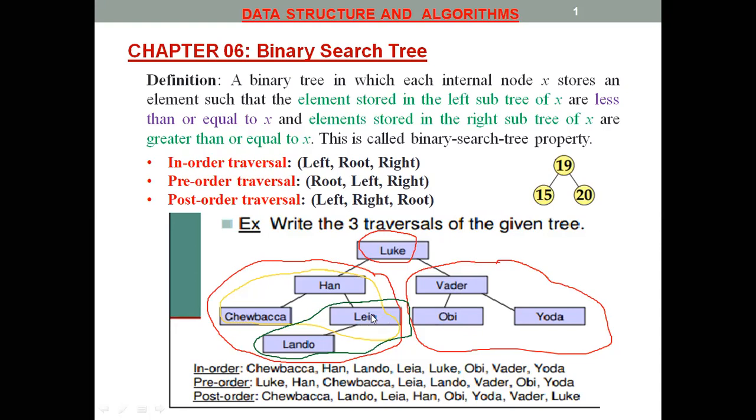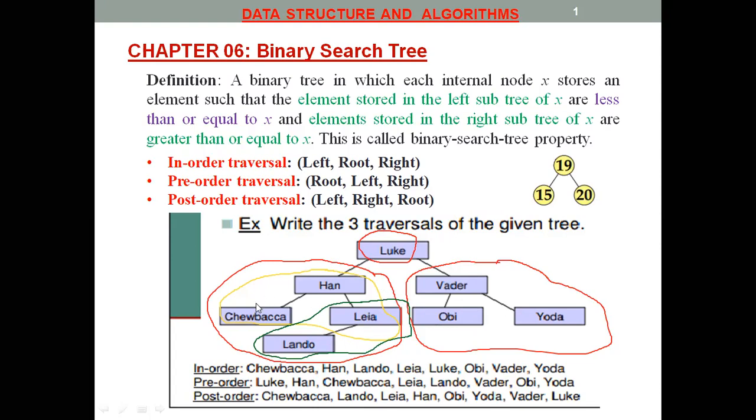The right is liya. You cannot write the liya yet because liya has another branch here. So you must solve this part first. And liya, you have to consider as three parts again. This is the left, this is the root, and this is the right. The right is not there, so you must write the left first, and then after that the root, because there is no right part. So you must write the left here. The left is lando, and then after that go to the liya.